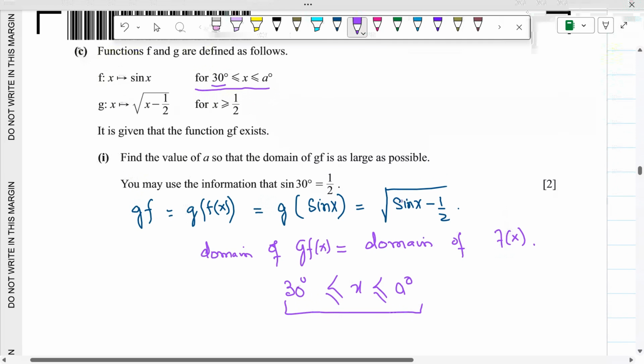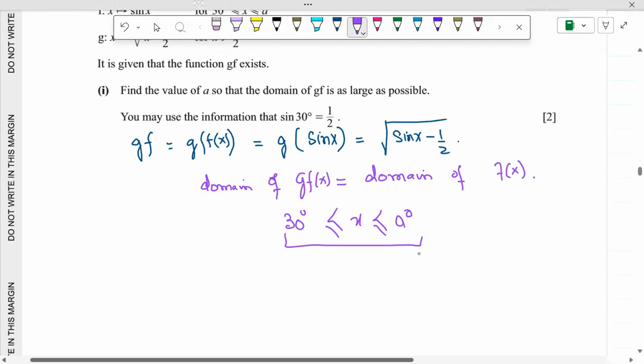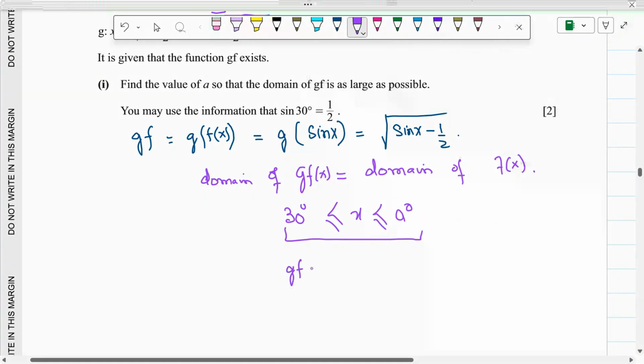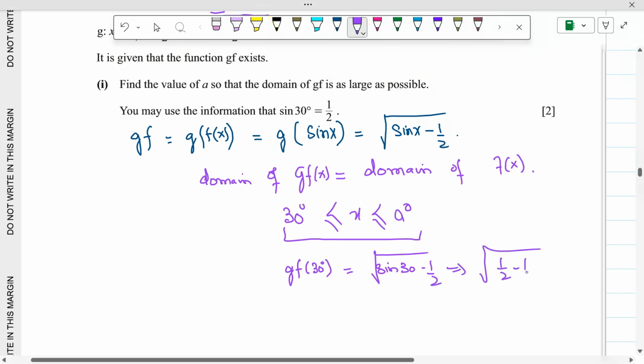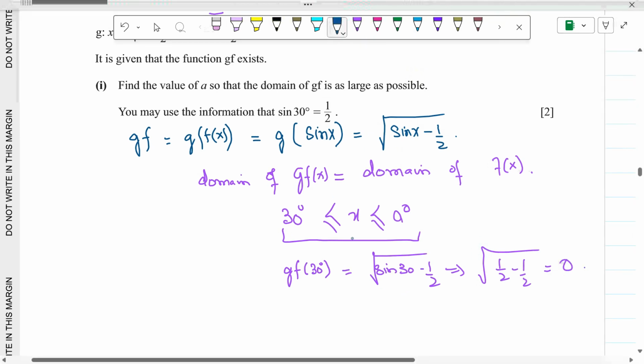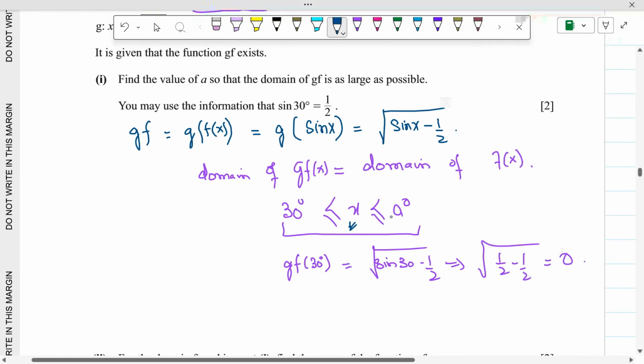If we plug the value of x equal to 30 degrees, g of f of 30 degrees is equal to the square root of sine 30 minus half, and we know that sine 30 degrees is half, so it is the square root of half minus half, and this is equal to 0.